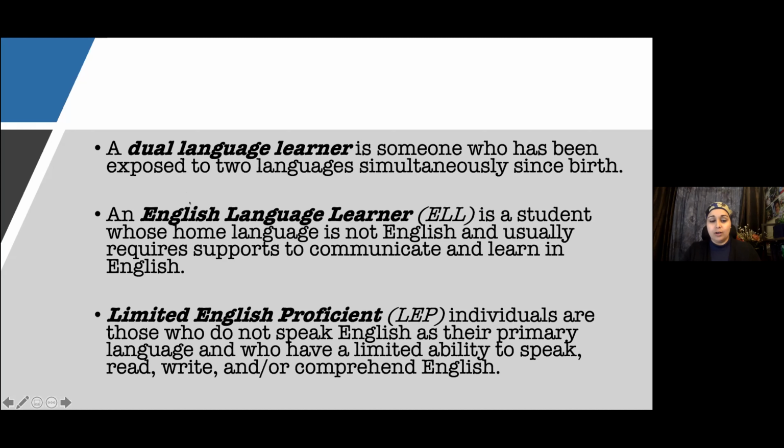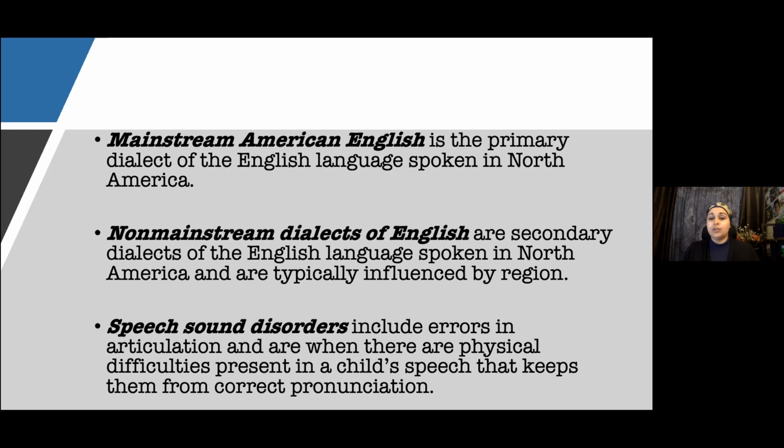English language learner, I'm sure you are familiar with these terms, so we're going to skip that and move on. Sorry. Mainstream American English. So this is the primary dialect of the English language spoken in North America. This is what you will typically hear on your CNN news channels, basic news. And then non-mainstream are the secondary dialects that are influenced by your region. So you can usually tell their English sounds a little different. So Juliet said she's from the South. There are words that are a little different. There are terms that are different, accents on words. You can tell somebody who's coming from Boston, somebody who's coming from another area. And I'll get into that a little bit more in a bit.